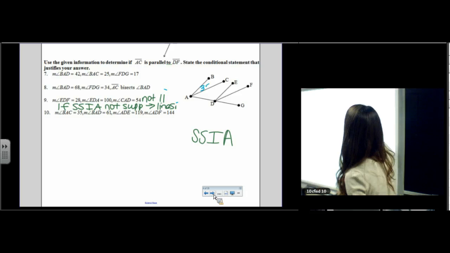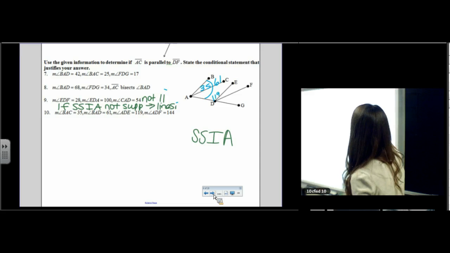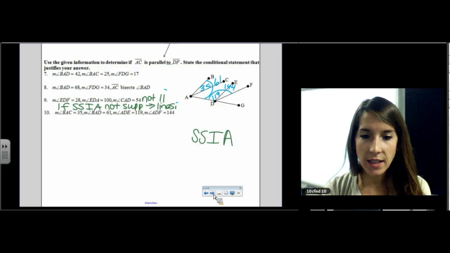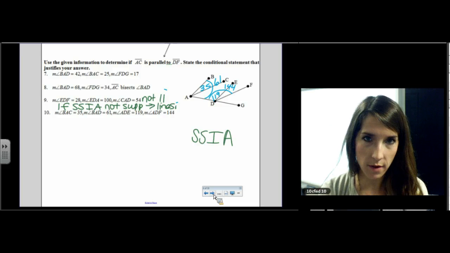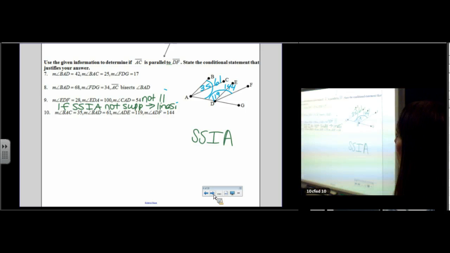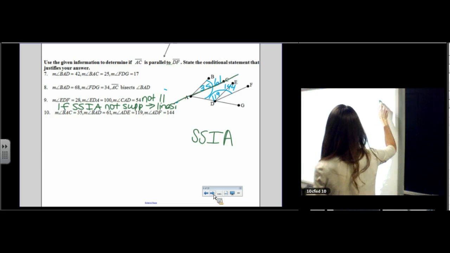BAC is 35. BAD is 61, so that whole angle is 61. And ADE is 119. And ADF, getting messy, is 144. What we need to do is find some angles that we know go into one of our two categories. And remember, we're not trying to prove AB parallel to ED. That's not what we're trying to prove. We're still trying to prove that this one is parallel to this one.